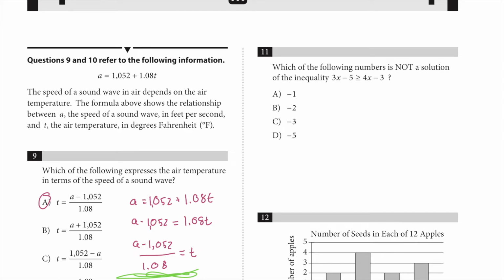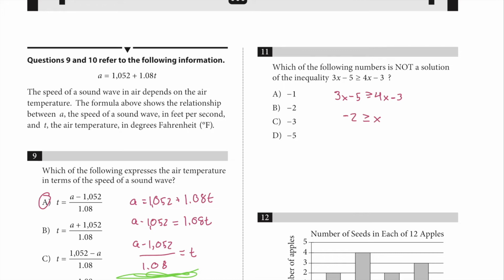Which of the following numbers is not a solution of the inequality 3x minus 5 is greater than or equal to 4x minus 3? Well, let's simplify this. We have 3x minus 5 greater than or equal to 4x minus 3. We're going to add 3 to the left and subtract 3x to the right. So we'll get negative 2 is greater than or equal to x.